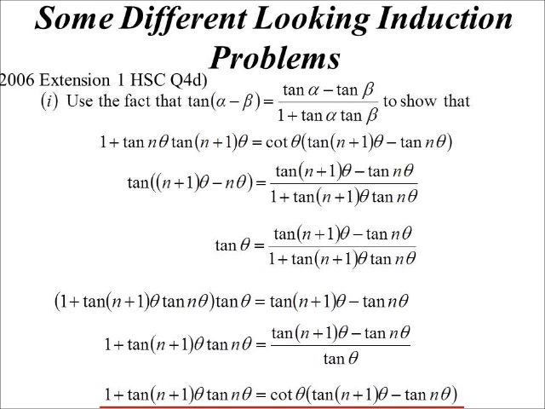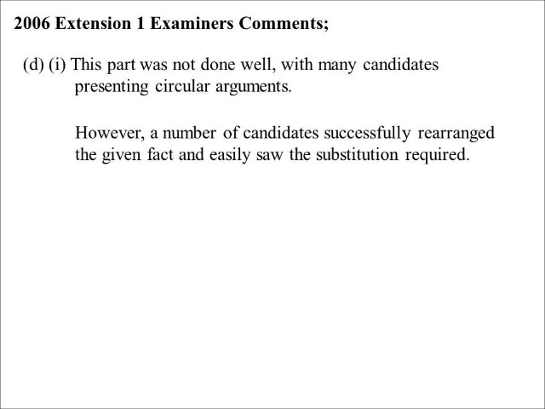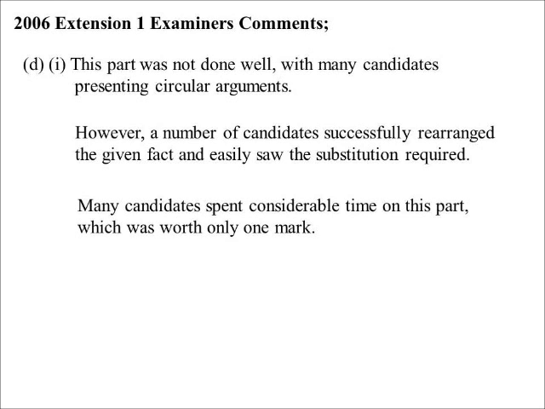I mean, they gave us the hint of use the tan alpha minus beta. I suppose it was matching up which angle to use where, and then it dropped out. That, of course, wasn't the tricky part of the question. Just the examiner's comments about this one: interestingly, it was not actually done well. Many presented circular arguments, so they might have ended up with statements like 0 equals 0 and that sort of thing. However, a number did successfully rearrange and easily saw which substitution to use. So, okay, it was only worth 1 mark.